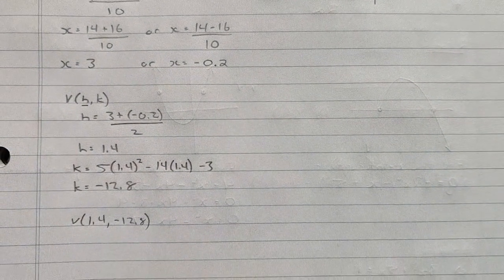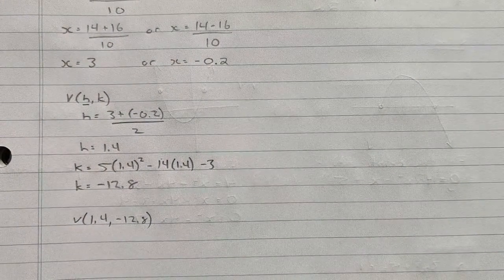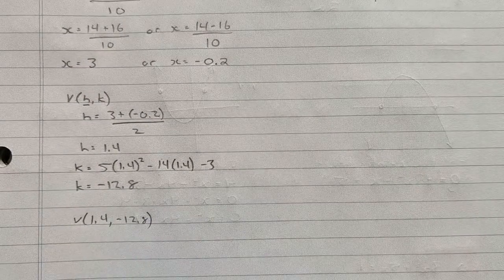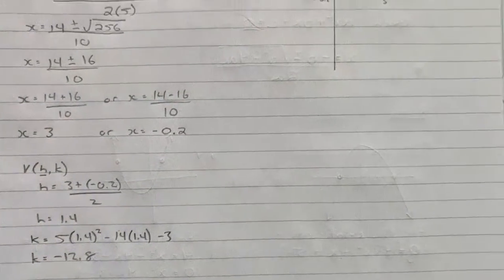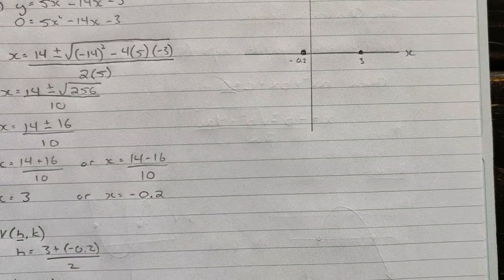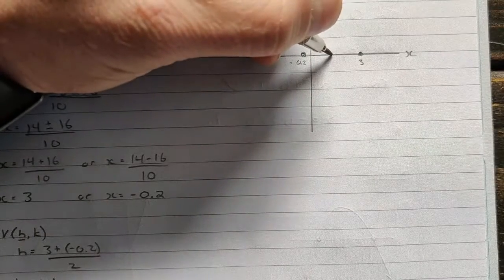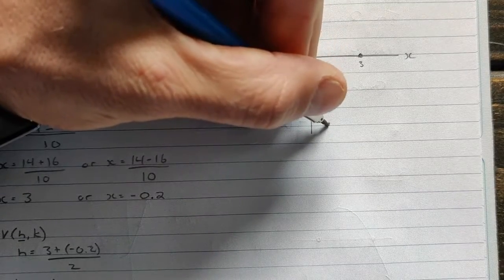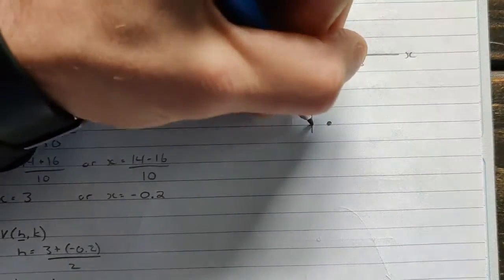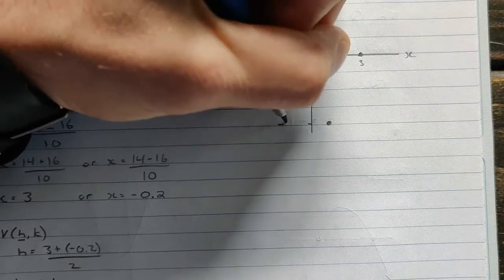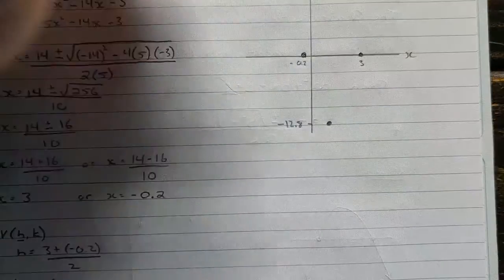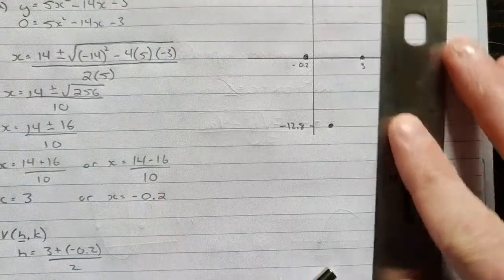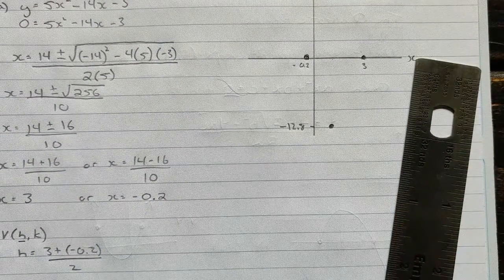So there's that work. Sorry if I had that off screen. Now I can plot that point on my graph. So I'll go over here, and we're looking at 1.4 somewhere around here, and negative 12.8. We'll say that's down here. So we'll call that negative 12.8, and this value here. We have enough to draw our parabola, so let's draw that first.